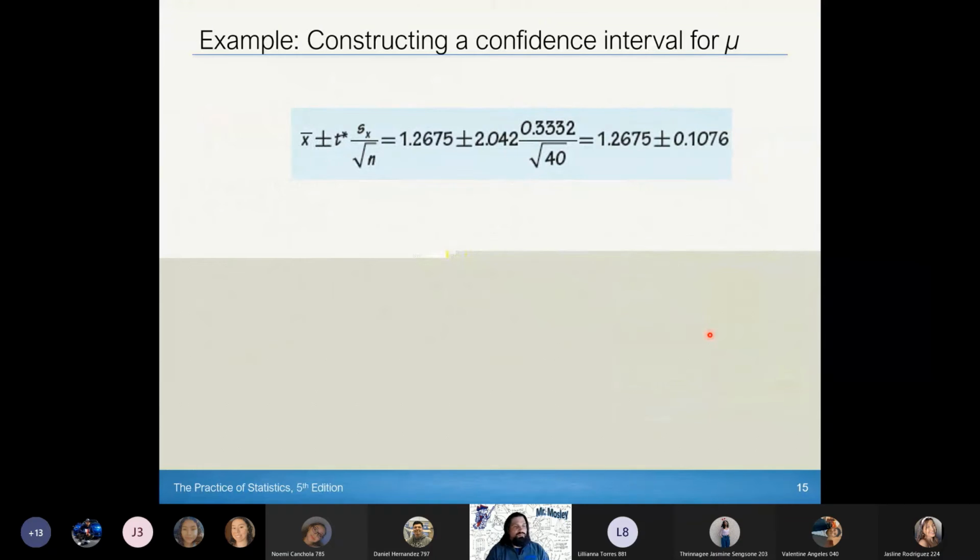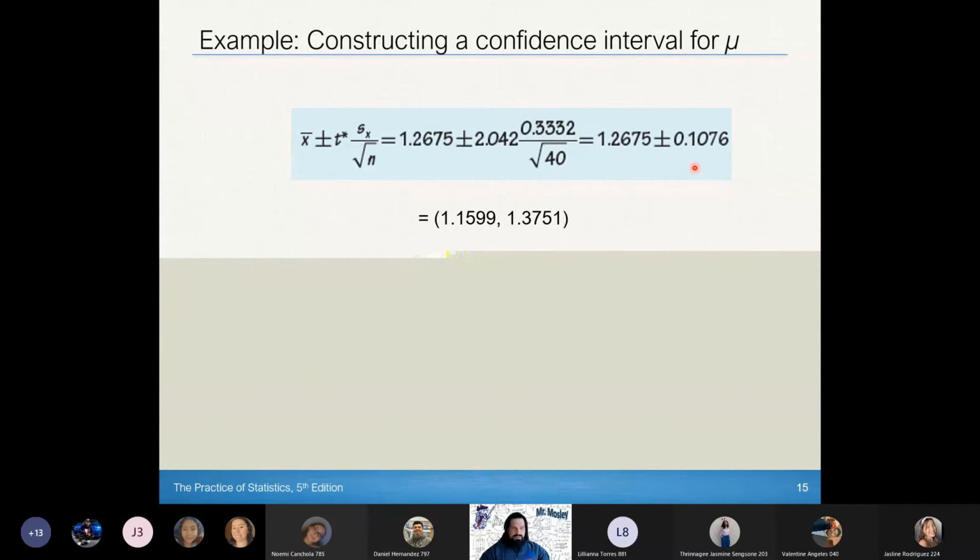So then we do our calculation to get our interval. We have x bar plus or minus t star times s sub x divided by square root of n, which is equal to 1.2675 plus or minus 2.042 times 0.3332 divided by square root of 40, which is equal to 1.2675 plus or minus 0.1076. And we have the interval from 1.1599 to 1.3751.